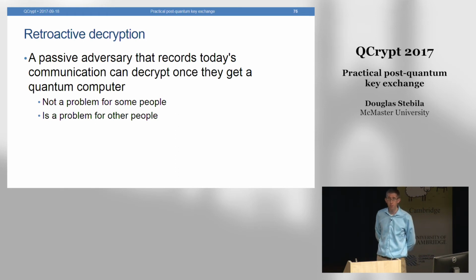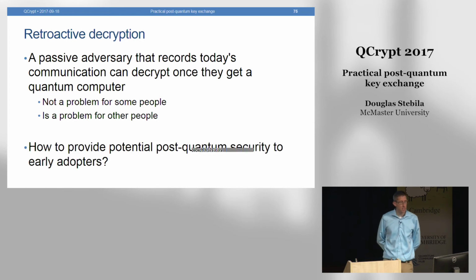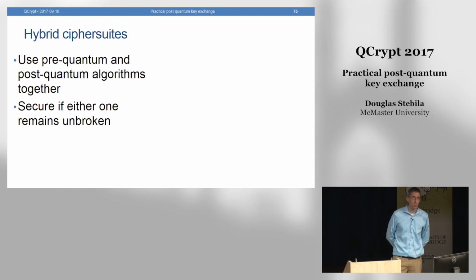And so part of the transition to public key post-quantum crypto will be to provide potential post-quantum security to early adopters. One way people are proposing to do this is in the form of what are called hybrid cipher suites. The idea being that we'll use both pre-quantum and post-quantum algorithms together. And this would be secure as long as one of the algorithms is unbroken. So why would we do a hybrid crypto system when we could just use post-quantum algorithms directly?